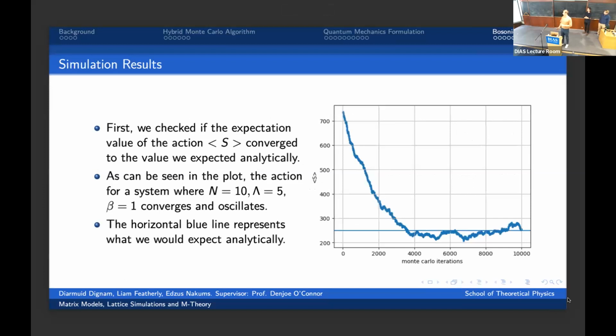And then this is what we actually got. This blue horizontal line here is the value I just talked about, the expectation value that we got analytically. And then this is what we actually simulated. Initially the expectation value of the action starts off very high, and it decreases, then it begins to oscillate around a point. Fortunately for us, that is what we got analytically. So it looks like our algorithm agrees with what is expected.